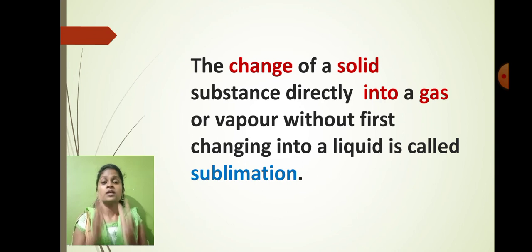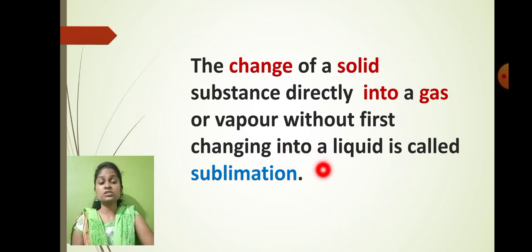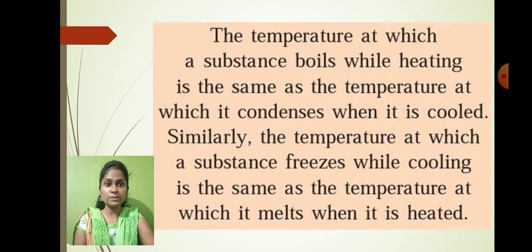Sublimation. Actually, a solid should get converted into liquid and then liquid should get converted into gaseous form, am I right? But in the process of sublimation, the liquid state is not there. The solid is directly converted into gaseous form. So what is the definition of sublimation, students? The change of a solid substance directly into gas or vapor without first changing into liquid is called sublimation. Understood the meaning of sublimation, students?